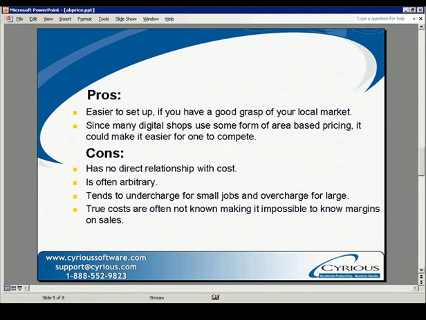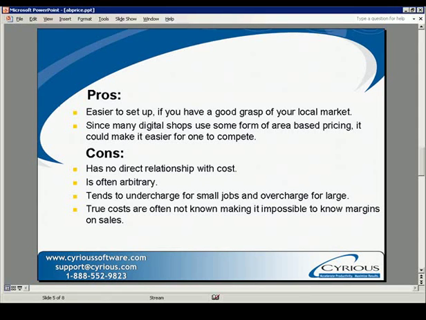Some of the pros of area-based pricing. It's easier to set up if you have a good grasp of your market. And since many digital shops use some form of area-based pricing, it could make it easier for one to compete in their respective markets. The cons are that it has no direct relationship with cost.